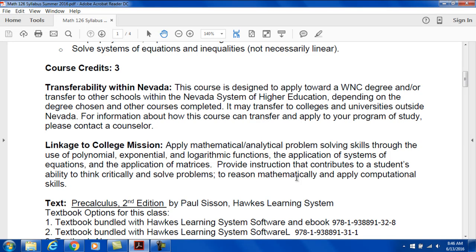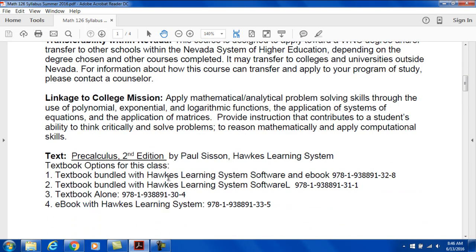Linkage to college mission: apply mathematical analytical problem-solving skills through the use of polynomial, exponential, and logarithmic functions, and the applications of systems of equations, and the application of matrices. Provide instruction that contributes to a student's ability to think critically and solve problems, to reason mathematically, and to apply computational skills. We're using Precalculus 2nd edition by Paul Sison with the Hawkes Learning System.